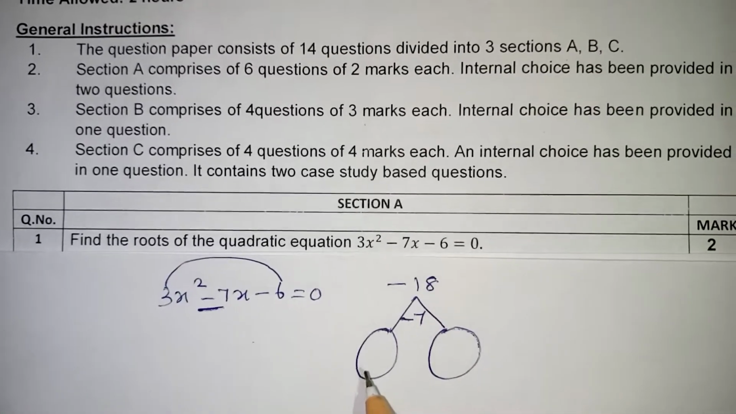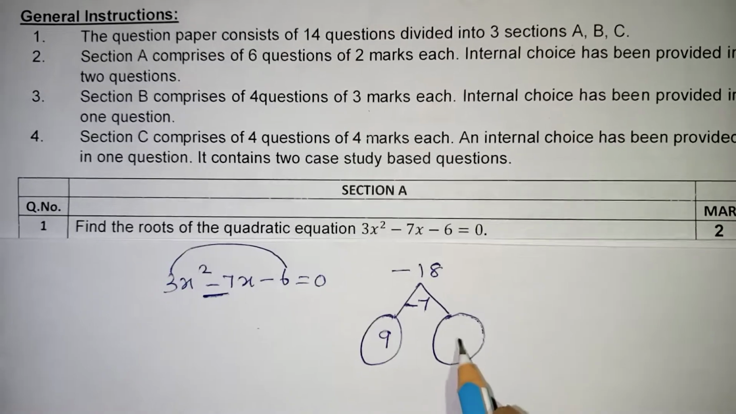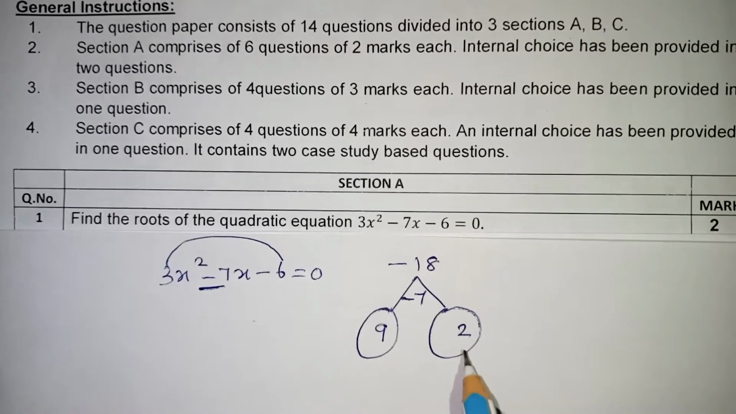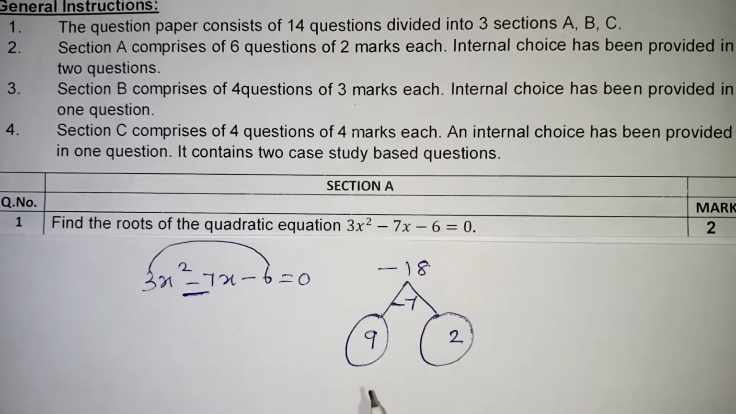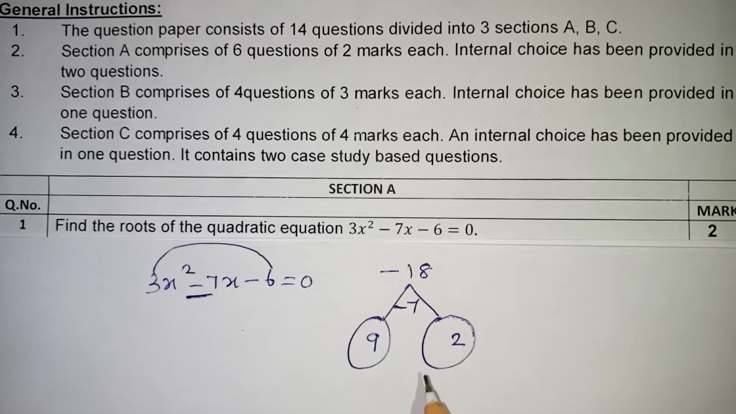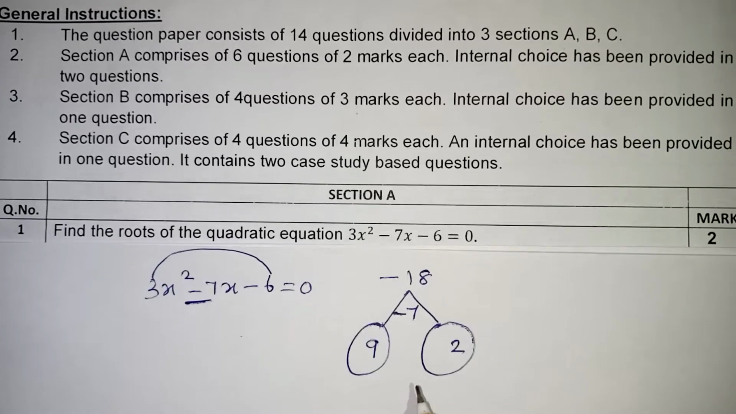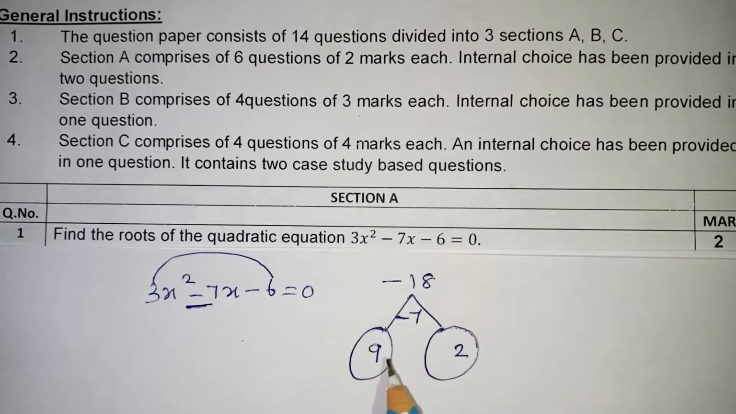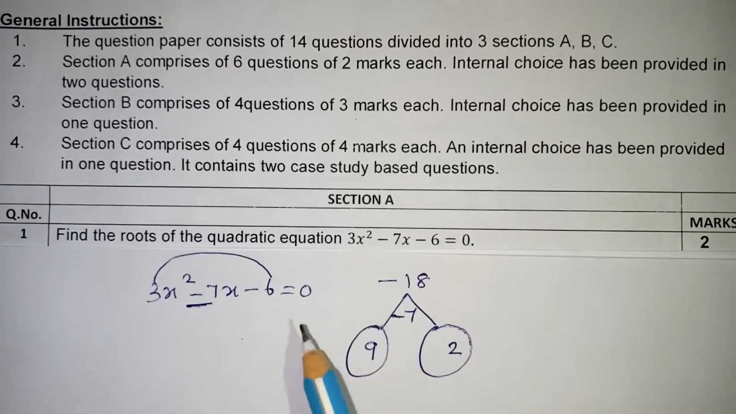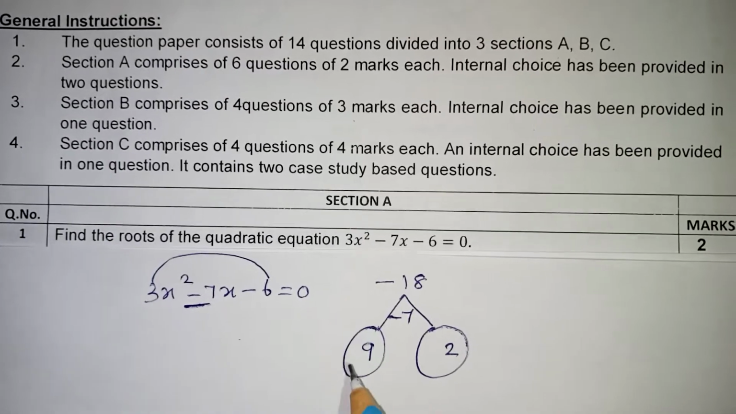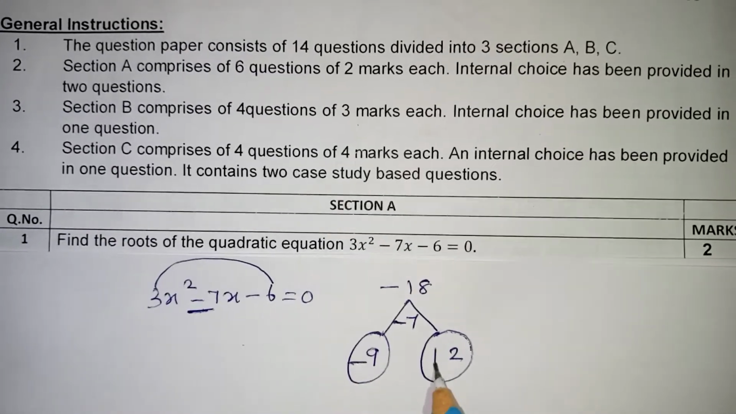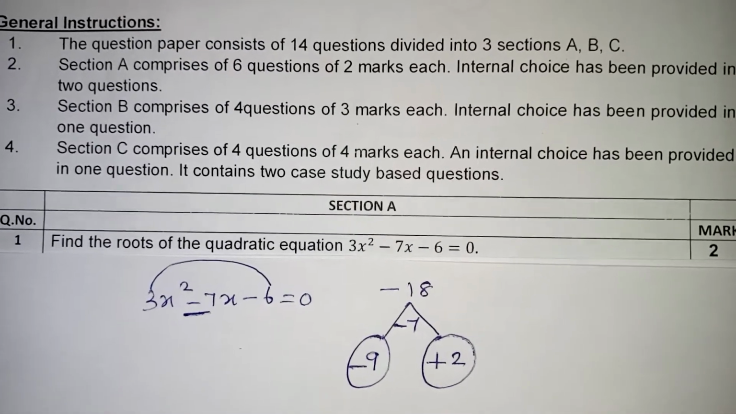Which two numbers? 9 twos are 18, and while subtracting 9 and 2, it will give you 7. To subtract the numbers, one number should get a positive sign and the other should get a negative sign, then only it will be a subtraction. The minus sign should be given to the big number, because we need the answer in minus. So we give the minus to the big number and the plus to the small number. This is the first step.